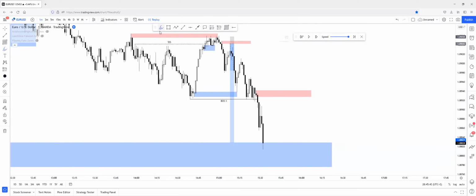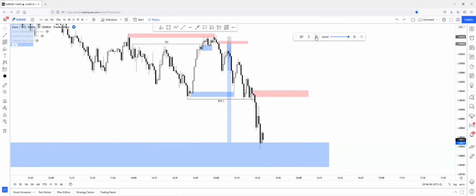We had a plan for what happens if the change of character happens here. We had a plan for what happens if the demand is being tapped here. So we had a plan for every single scenario, right? Right. So the demand tap happened. So we are waiting for a strong change of character or confirmation on this supply zone here. That's our plan. Let's see what happens.